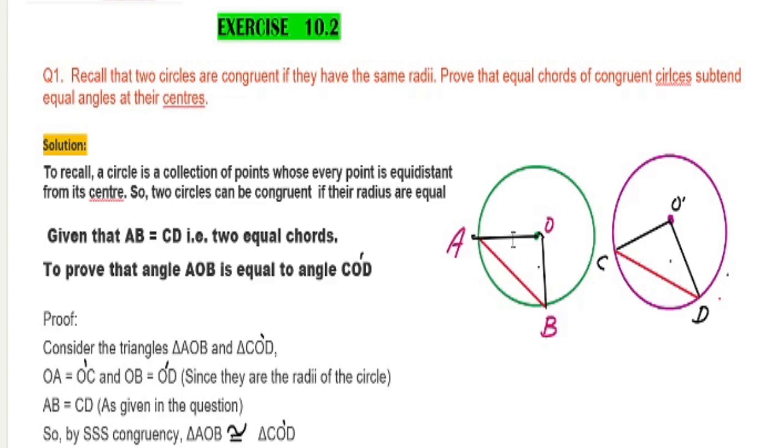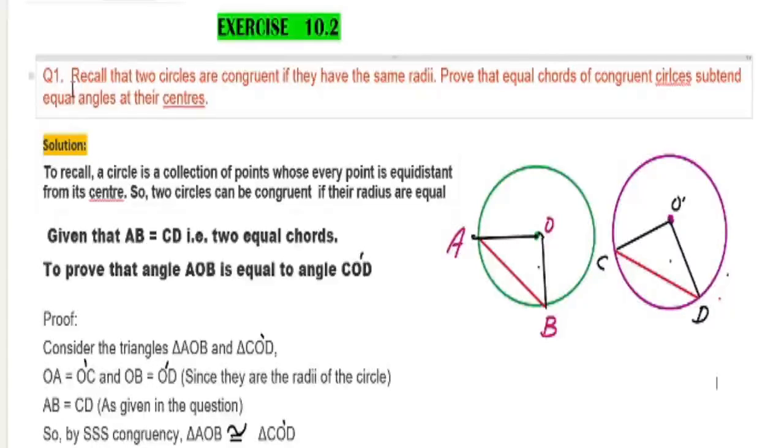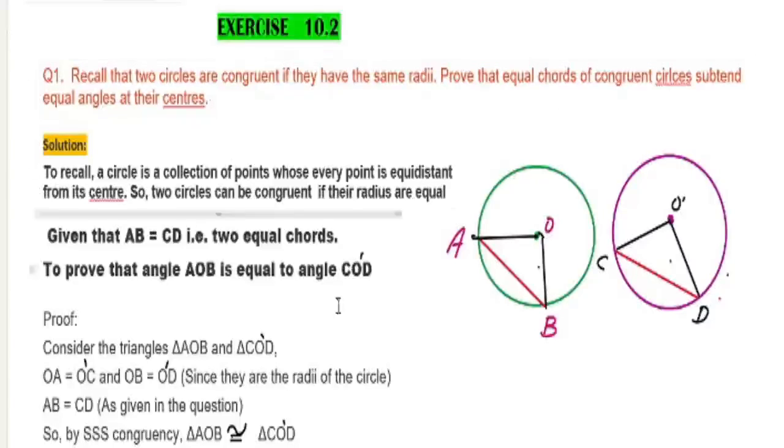Hello students, in this video I will explain two questions in exercise 10.2 in NCERT book for class 9 mathematics, the chapter Circles. The first question: recall that two circles are congruent if they have the same radii. Prove that equal chords of congruent circles subtend equal angles at their center.